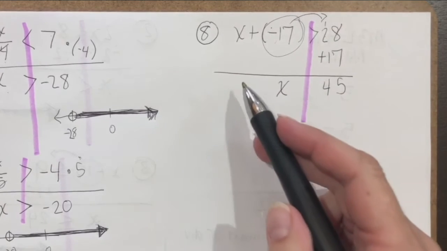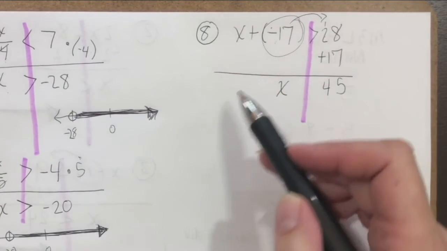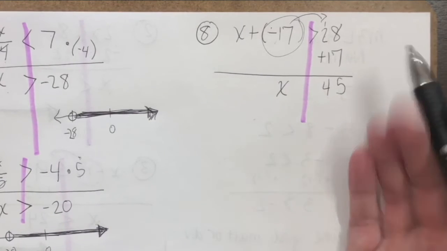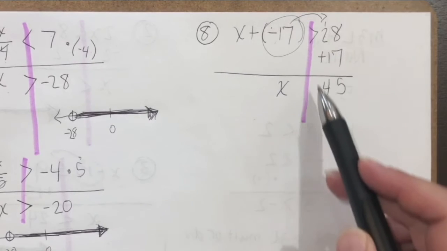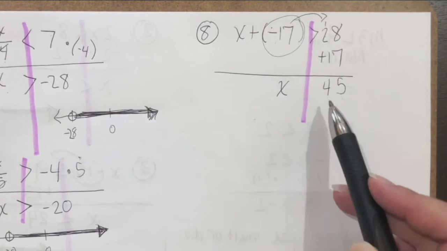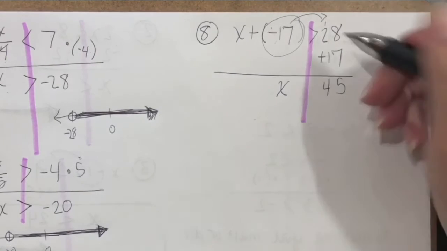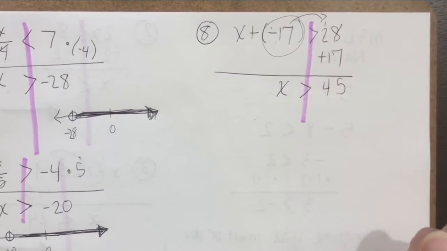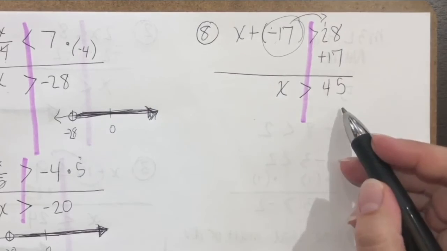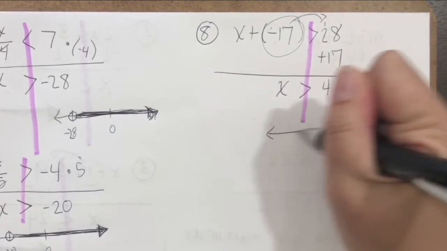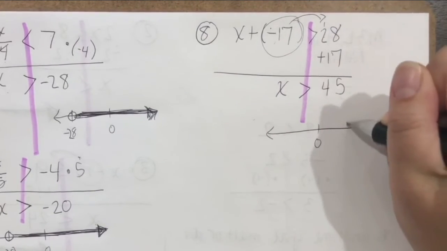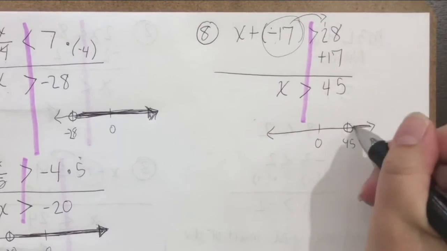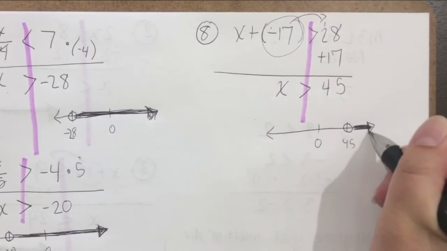So picture it on the equation mat, right? We've got an x and negative 17 tiles. We flipped the negative 17 over here to be positive. We added all those up, counted them. And so we have an x over here and 45 ones over here. We didn't divide or multiply by a negative, so that stays the same direction. X is greater than 45. Put a 0, put a 45. It does not include, so it's an open circle, and then x is greater, so we shade this direction.